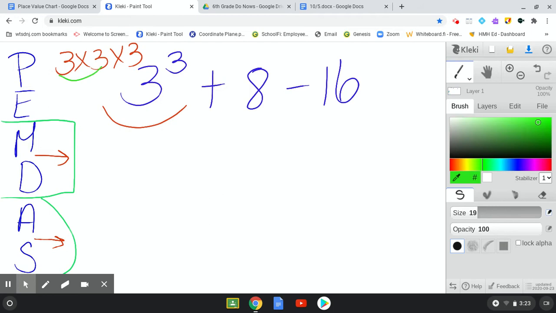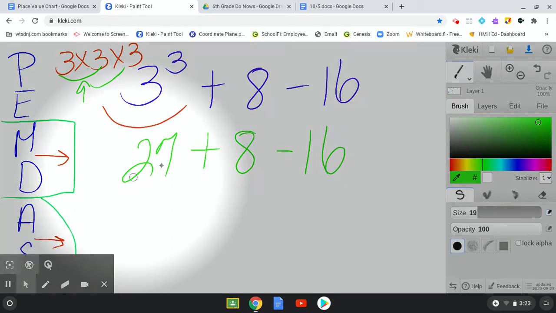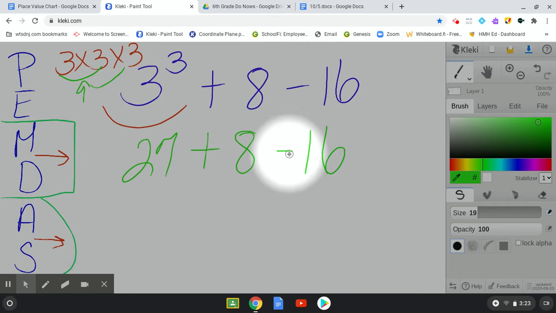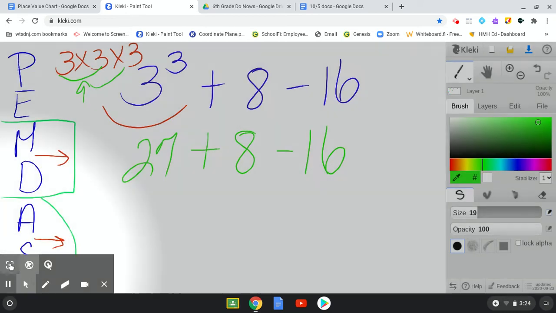3 times 3 is 9. And then 9 times 3 is 27. So I'm going to drop down 27, bring down my plus sign, bring down my 8, bring down my subtraction sign, bring down my 16. So now I'm left with addition and subtraction. Well, addition and subtraction are linked, whichever I see first from left to right. So going from left to right, I see addition first.